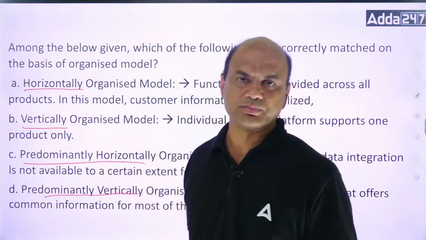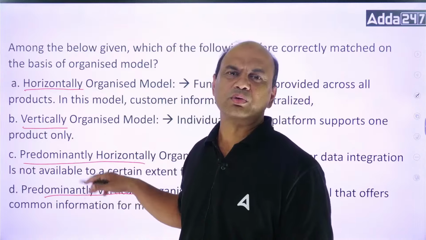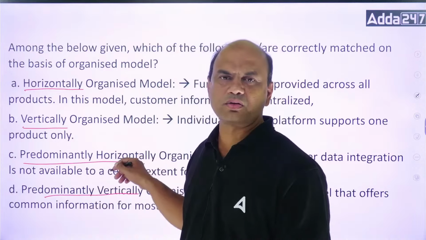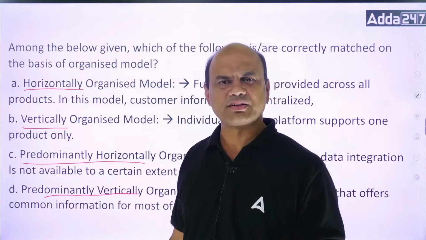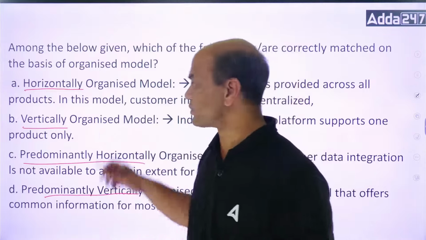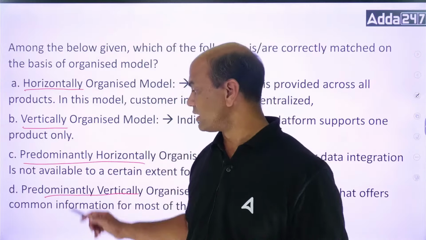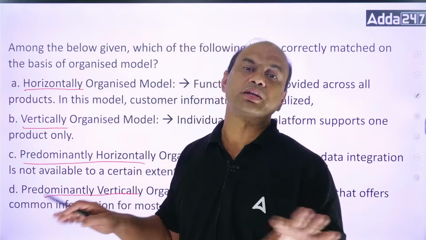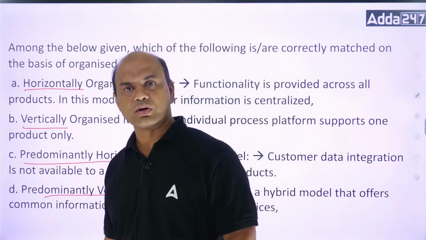Predominantly horizontally organized means it is near to horizontal. 30% of the data is shared among various products, 70% is not shared. And predominantly vertically organized means 70% of the data is shared within various products, 30% is not shared. So you got the four points.